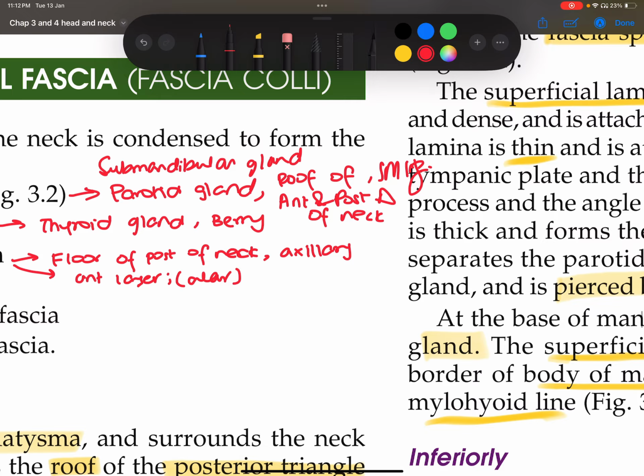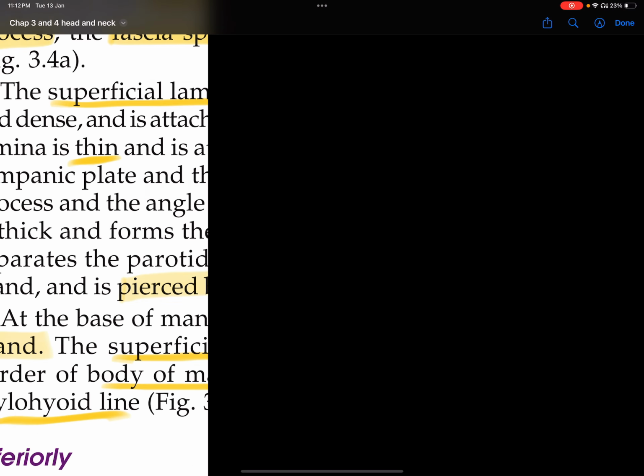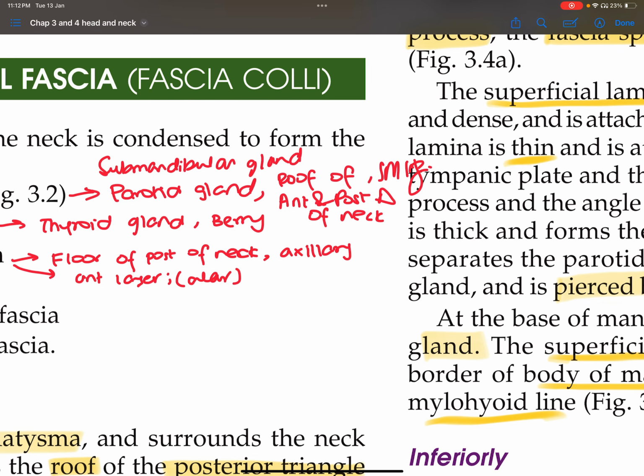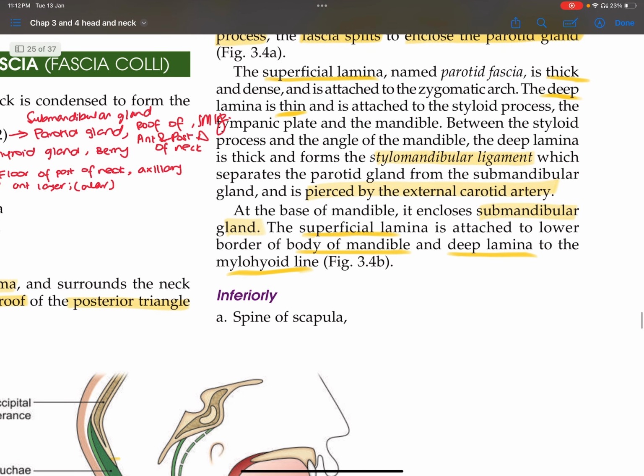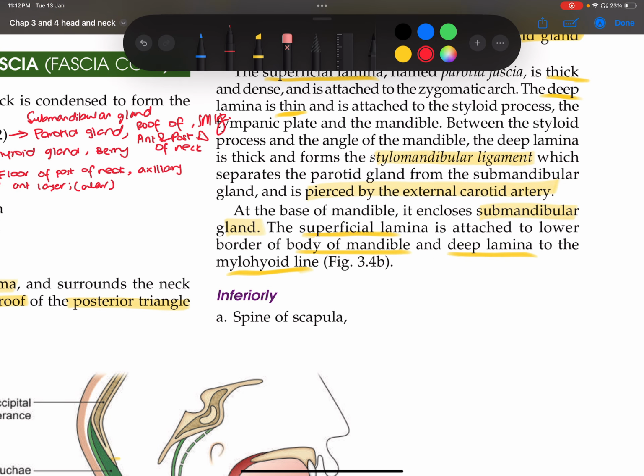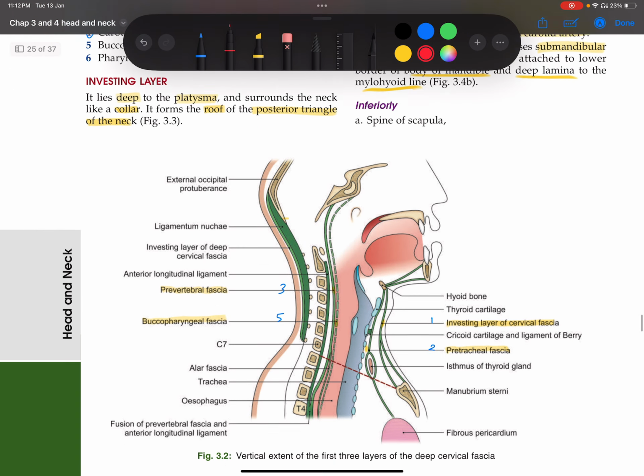And yeah, stylomandibular ligament. Stylomandibular ligament, what does it do? It separates your submandibular and parotid gland. Other than that, it is pierced by the external carotid artery.